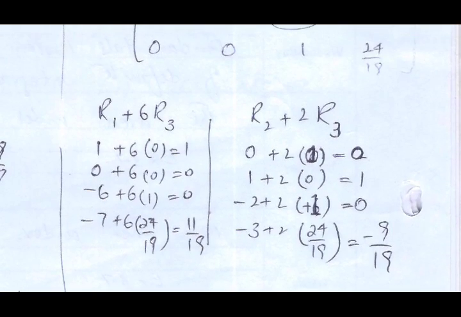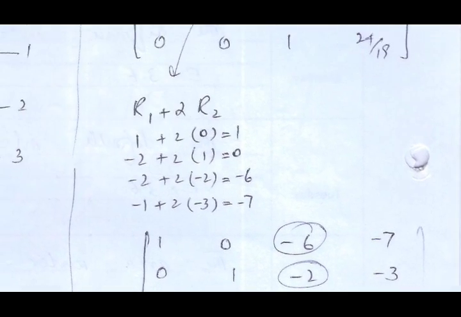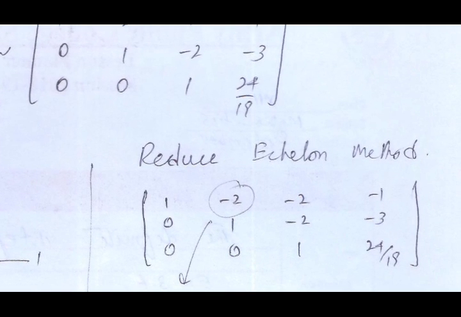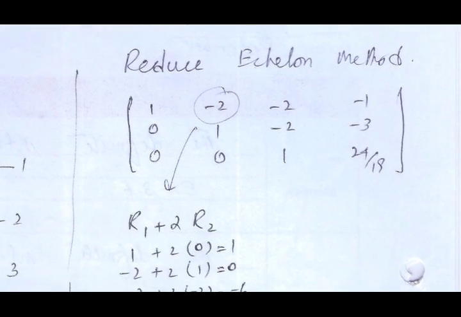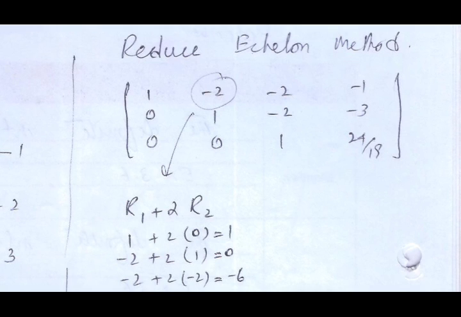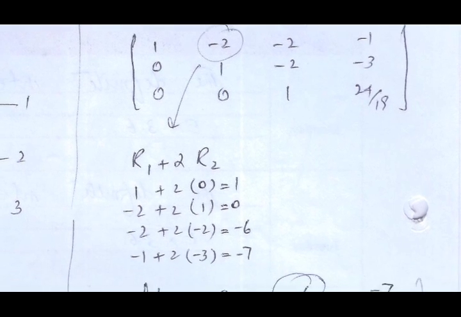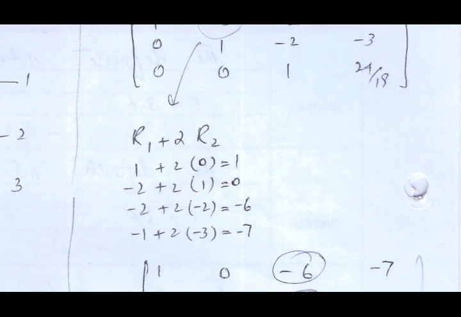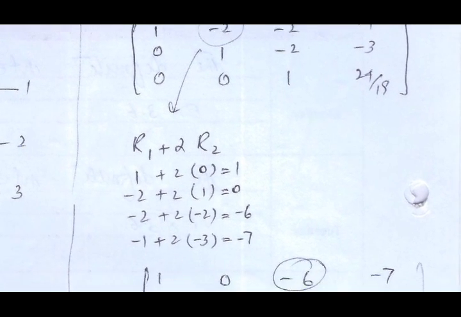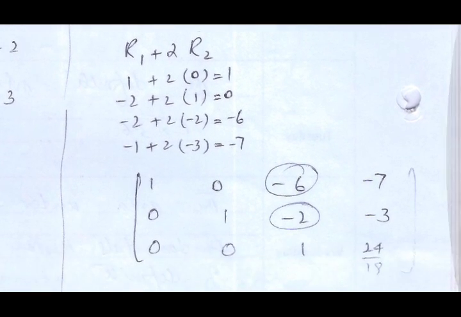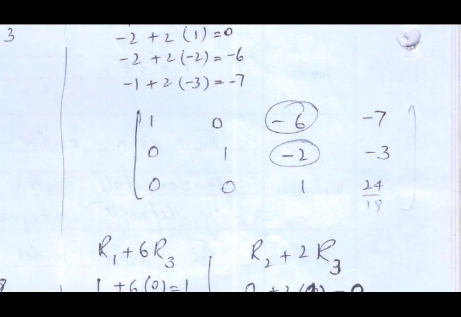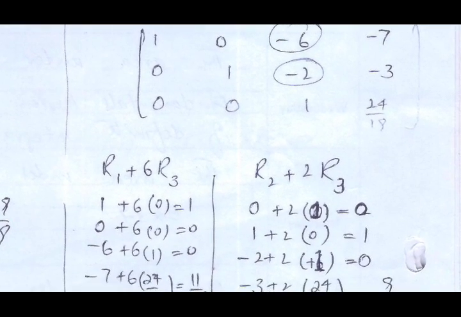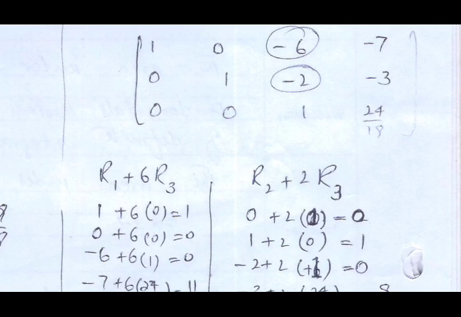Now to make reduced echelon form of this matrix, the reduced echelon method. Now we make the upper values of the diagonal equal to 0. To make -2 equal to 0, we write r1 plus 2r2. Then we make -6 and -2 equal to 0: r1 plus 6 r3 and r2 plus 2 r3.